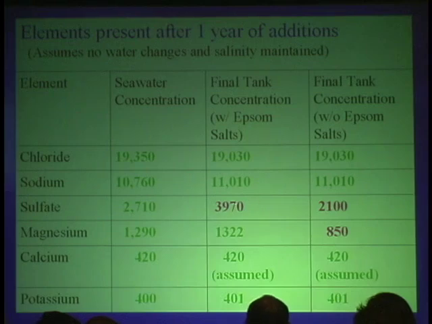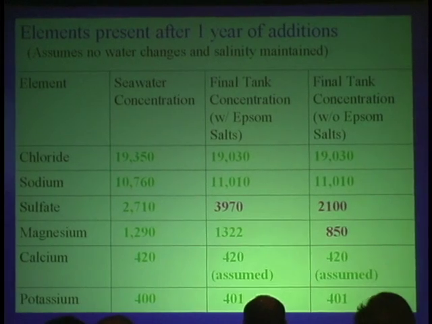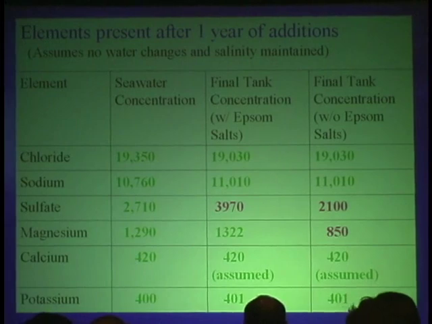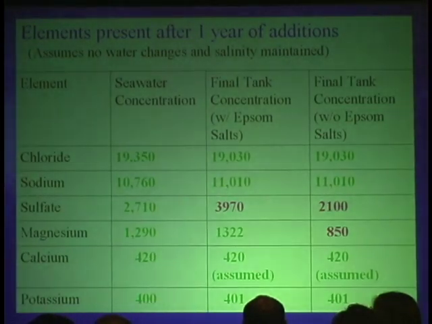The sulfate will rise over time because you're adding magnesium sulfate. You've added enough magnesium to keep the magnesium where it needs to be, and you've kept calcium and also potassium where they need to be, but the sulfate has risen, and that is a potential drawback to using this system. It's one of the reasons why I would suggest continuing to do regular water changes with this kind of thing.